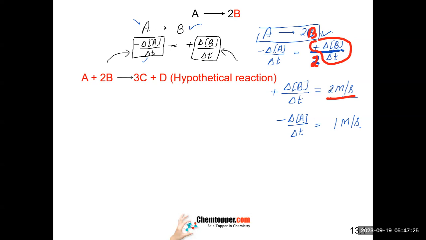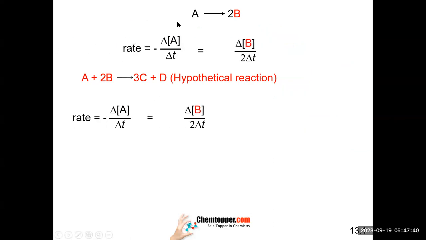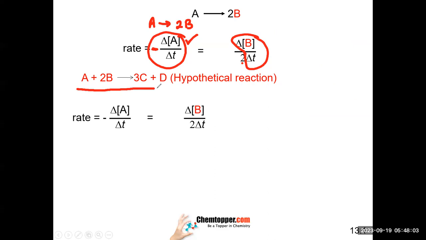Okay, so we are good with understanding of this concept. Now if you have understood this and you agree that if there is a reaction, A giving you 2B, then rate of disappearance, this is negative, and rate of appearance, they are 1 is to 2, right? So appearance, you have to divide it by 2. Exactly in the same way, we can write here rate of disappearance of A is equal to rate of appearance of B divided by 2. Agreed? Because this is double.